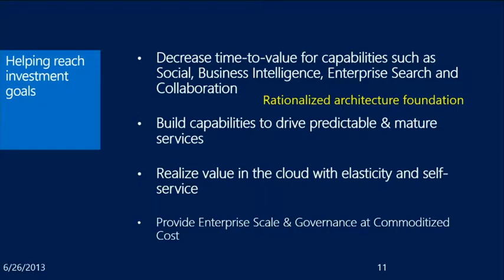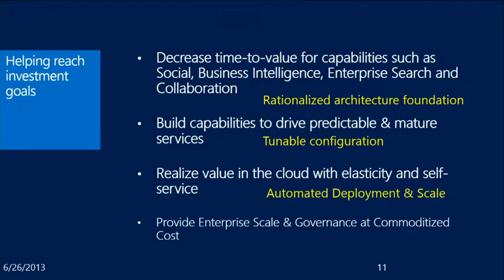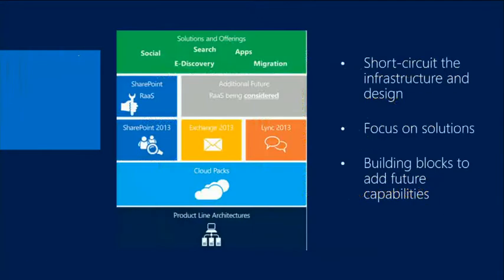So we need a rationalized architecture foundation. We need a tunable configuration, automated deployment and scale, and simplified operation. And first of all, we need operations, because a lot of customers are still working towards a more mature operations base, although Europe is further ahead than the American people. So what are we doing?